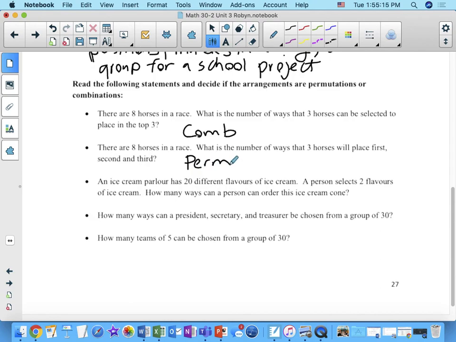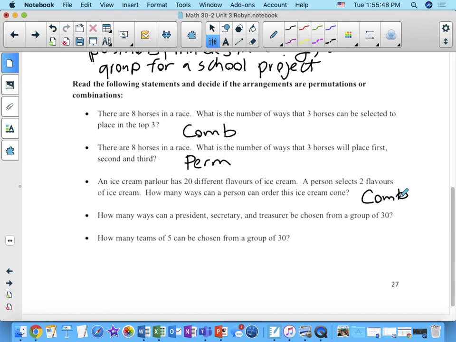Okay, an ice cream parlor has 20 different flavors of ice cream. A person selects 2 flavors of ice cream. How many ways can a person order this ice cream cone? According to the way that this question has been worded, what is this? It's a combination. Because it doesn't say that they're selecting one first and then selecting another to go on top. So this is a combination.